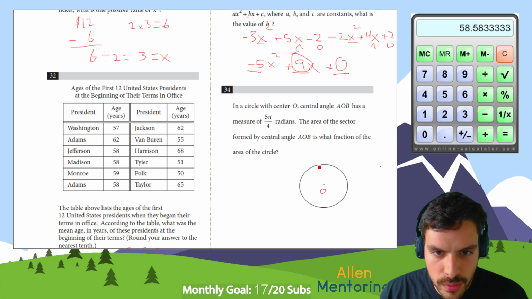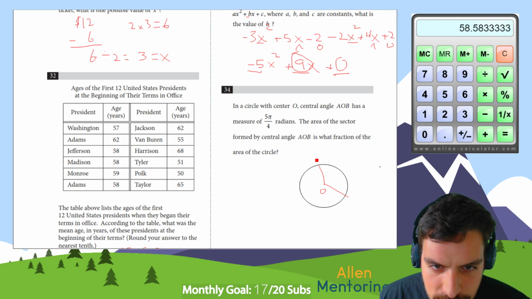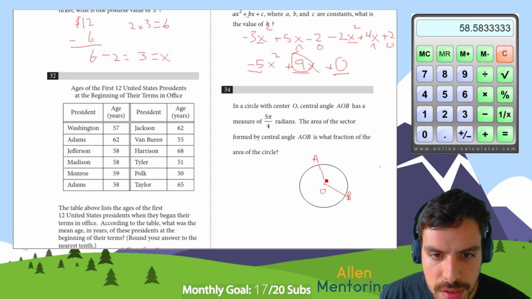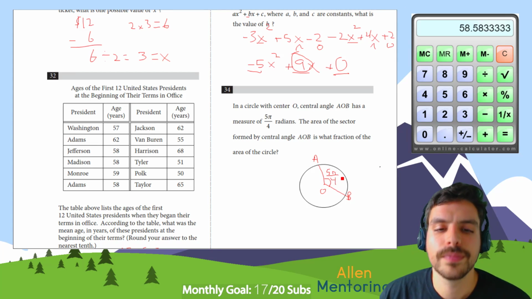And so we have some sort of angle, and I don't know if it's acute or obtuse. I don't really know that yet. Okay, but I know that this is A, this is B, right? So we know that this angle right here is 5 pi over 4.